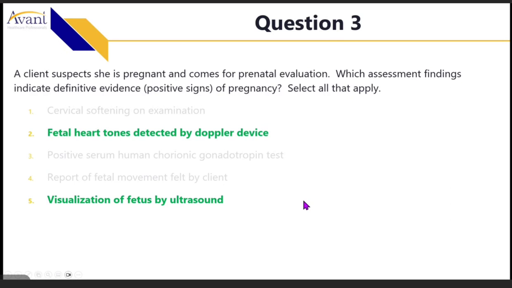So our correct answers were 2 and 5, right? Those are the only two that are completely external to the mother and verifiable by somebody else. And so fetal heart tones can only come from a fetus. If we hear them through a Doppler device, then we know for sure, yes, there's a baby in there. And if we visualize the fetus by ultrasound, we see it in there, that's definitely a baby. So that's what we want to go by.